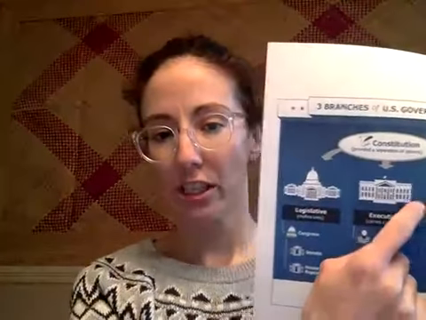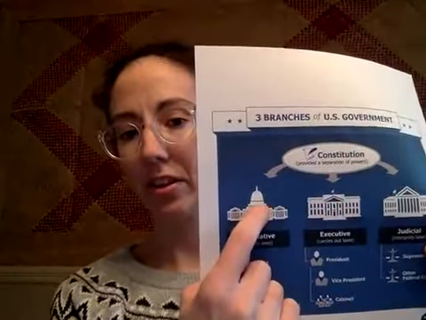Checks and balances. Separation of powers. So no one branch is higher than the other. Each branch technically has equal power. And like a scale, each branch should provide for checks and balances.